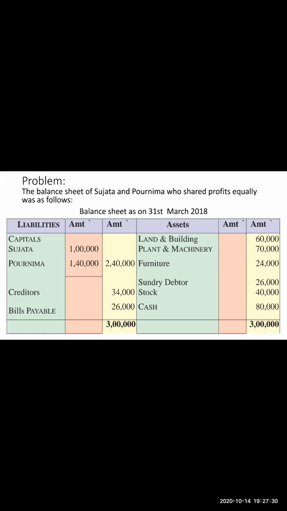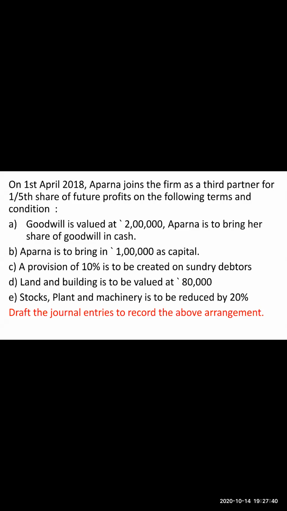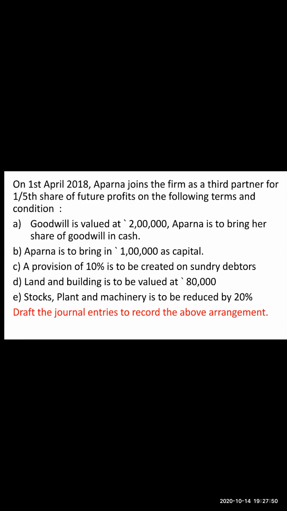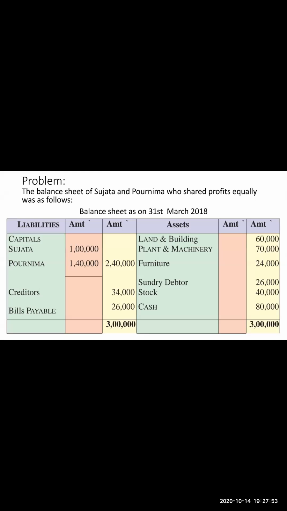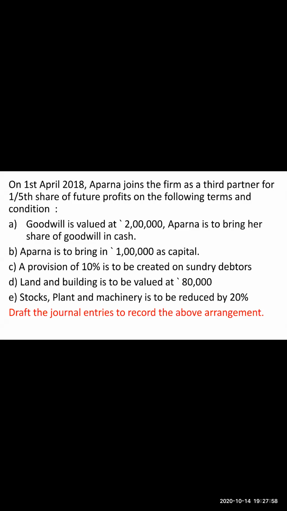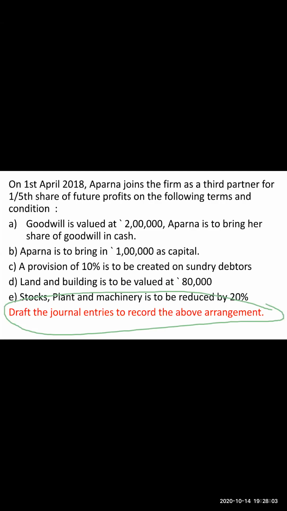Below that the balance sheet is given. From this balance sheet you will prepare your working. It will be helpful for you to solve your problem. Okay, and after that, the information is given related to the adjustments and related to the new partner who is admitted. So we will start first. Now whenever we solve the journal entries, always remember one thing. You have to see in the question what is asked. ठीक है, तो यहाँ पे clearly mention है कि draft the journal entries to record the above arrangements, right?